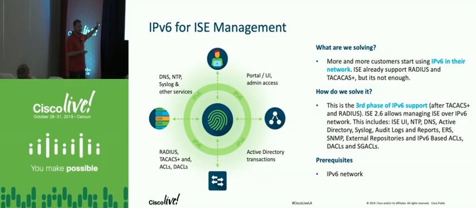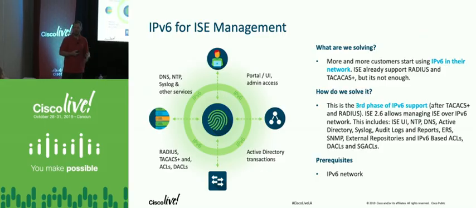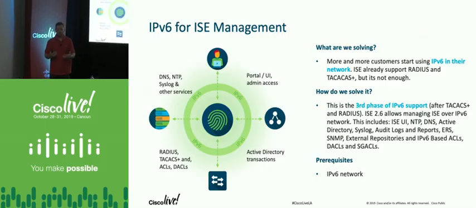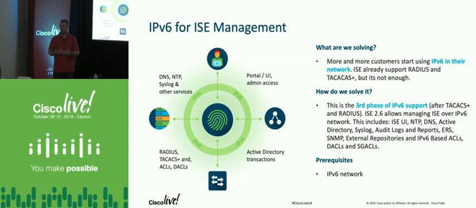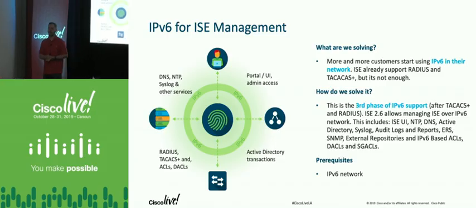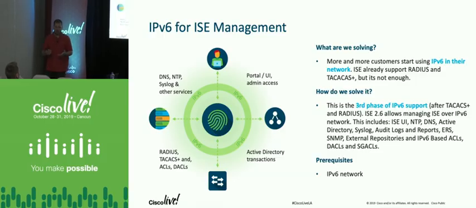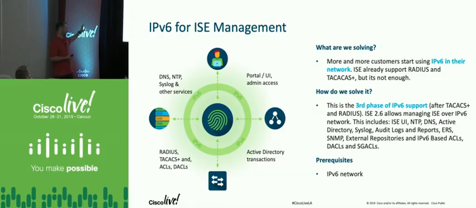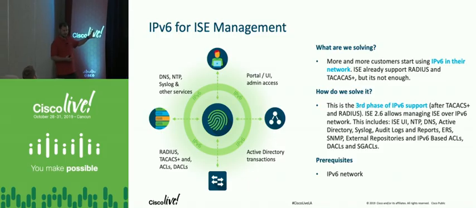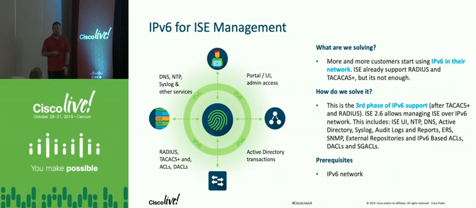One was IPv6 for management. Previously we had a lot of IPv6 features for the data plane and connecting clients up. We've got more and more customers that are doing native IPv6 networks, and we wanted to make sure that they could manage ISE and work with ISE from an AD point of view, DNS point of view. All of that now is supported within ISE 2.6. So if you do have a native v6 network, 2.6 is the version that's going to be the most helpful for you.